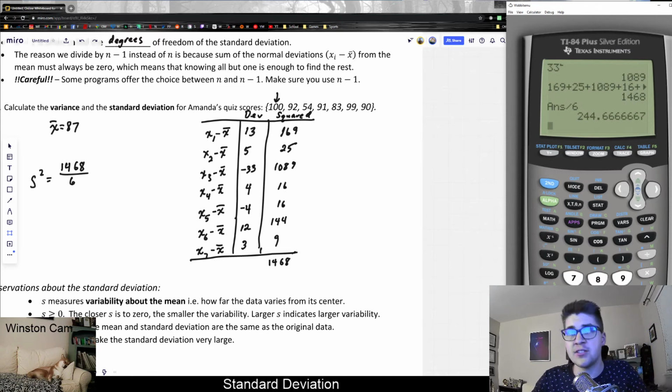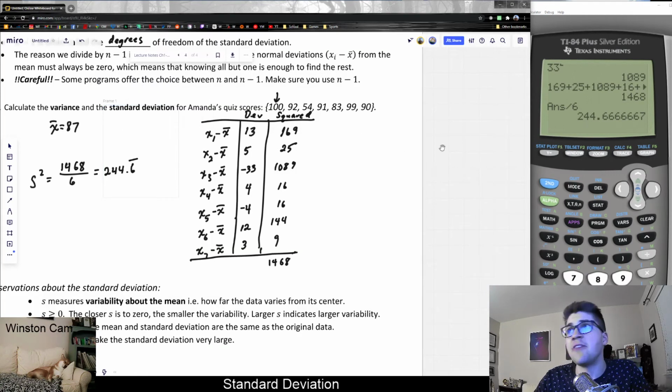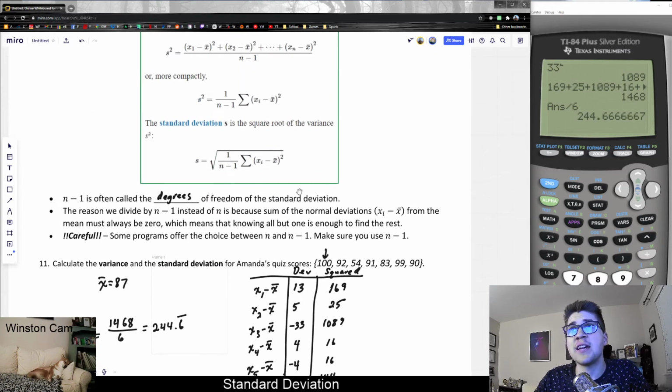Here our variance should be, it looks like, 244.6 repeating, or 244 and 2/3. And so the last step is to actually find the standard deviation. It's very easy to forget after doing all this math. After doing all this math, it's really easy to forget, okay, I actually need to take the square root of all that to find the actual standard deviation.